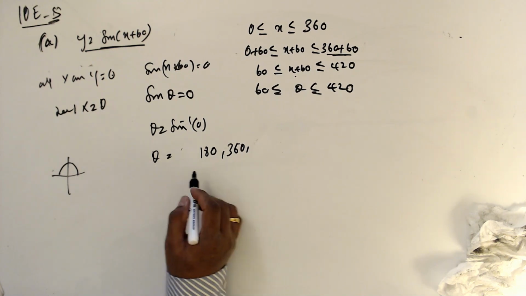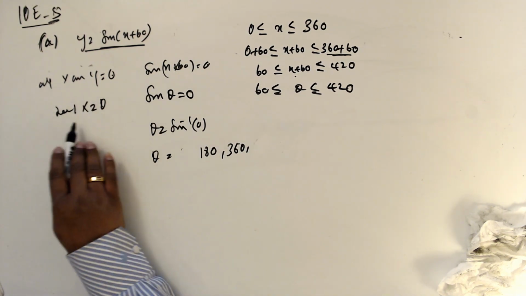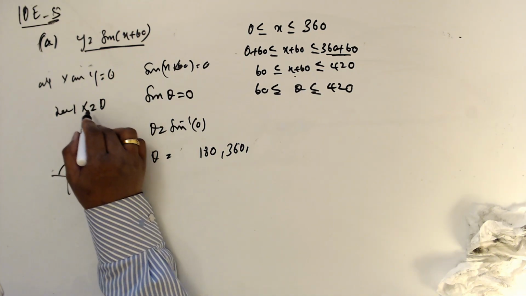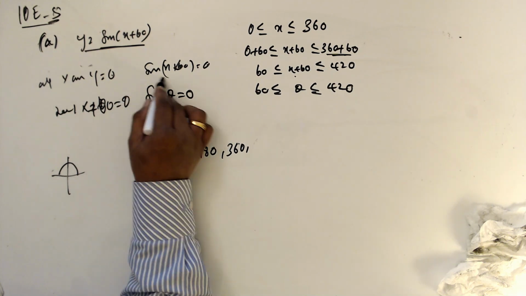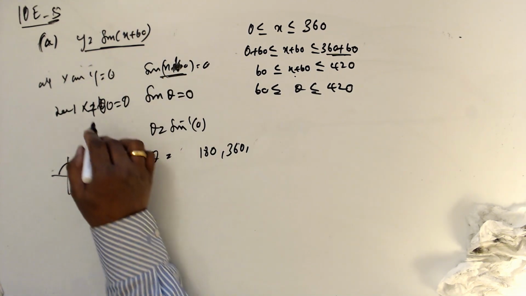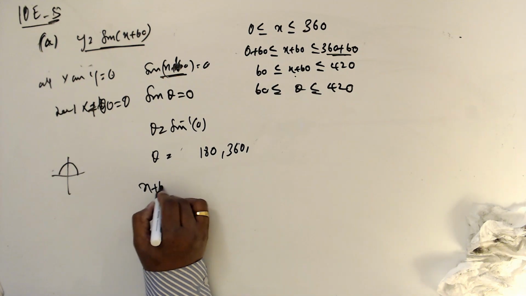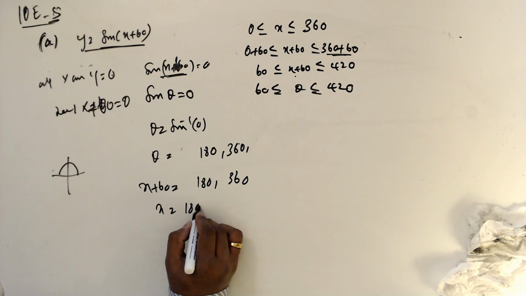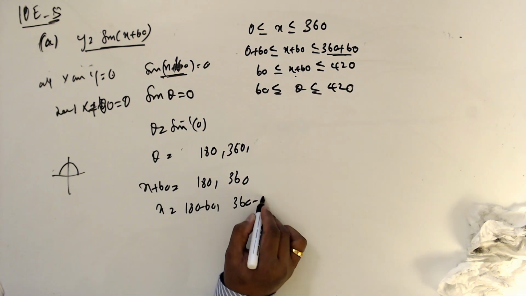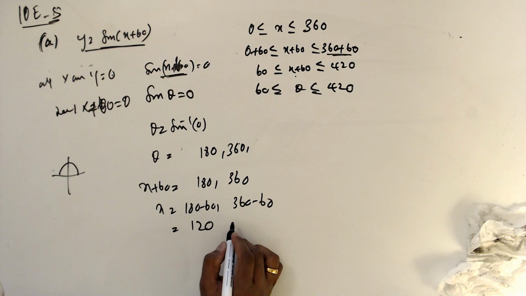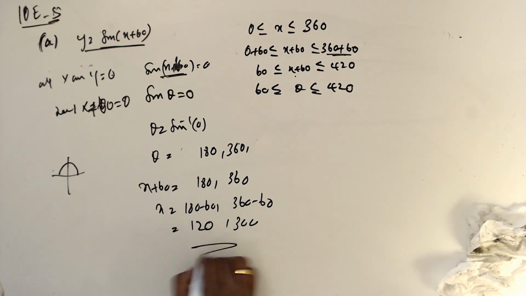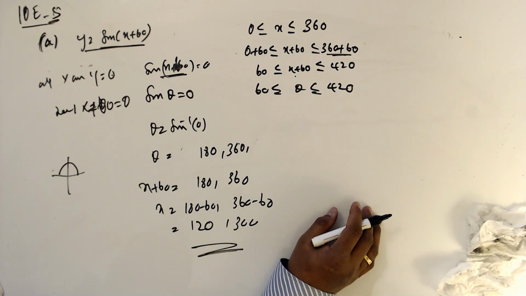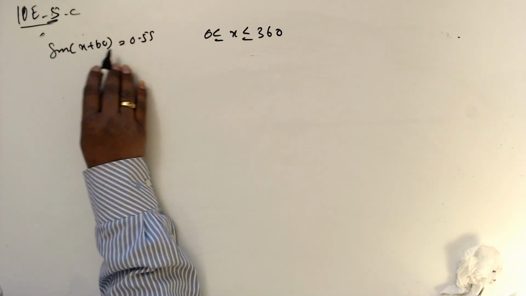Now we have replaced back theta. Let x plus 60 equal theta. So then theta equal x plus 60, 180 and 360. X equal 180 minus 60, 360 minus 60. So 120 and 300. So you can work like that as well without touching the graph. This is part 2, sin x plus 60.